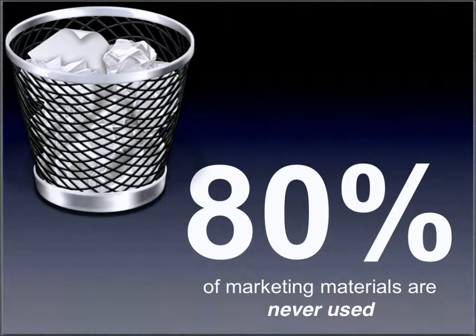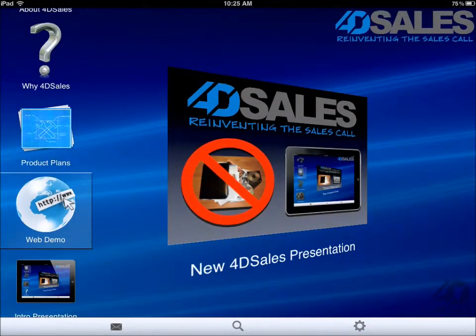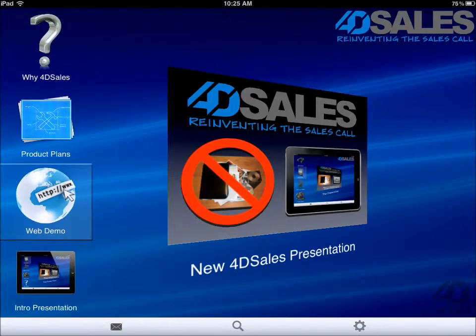So that's how you can take an existing PowerPoint or Keynote presentation, put it into 4D Sales, and give it the ability for the sales rep to move easily through that presentation. But there is an even more powerful capability in 4D Sales, and that's called presentation mode.